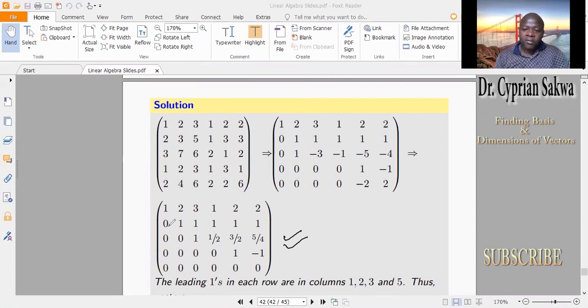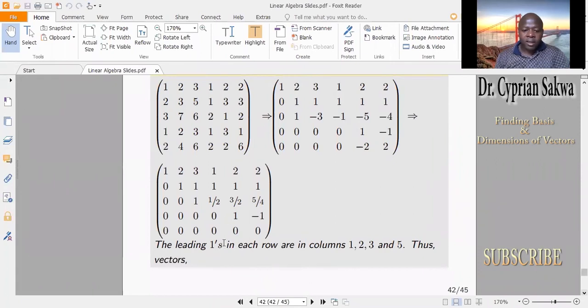So we would identify the leading ones and choose the vectors in the original columns. The vectors in the original columns become the basis. So I have this leading one in first column, this leading one in second column, this leading one in third column. This fourth column has no leading one. But I have this fifth column that has a leading one. So the original vectors in those columns form the basis for this vector space.